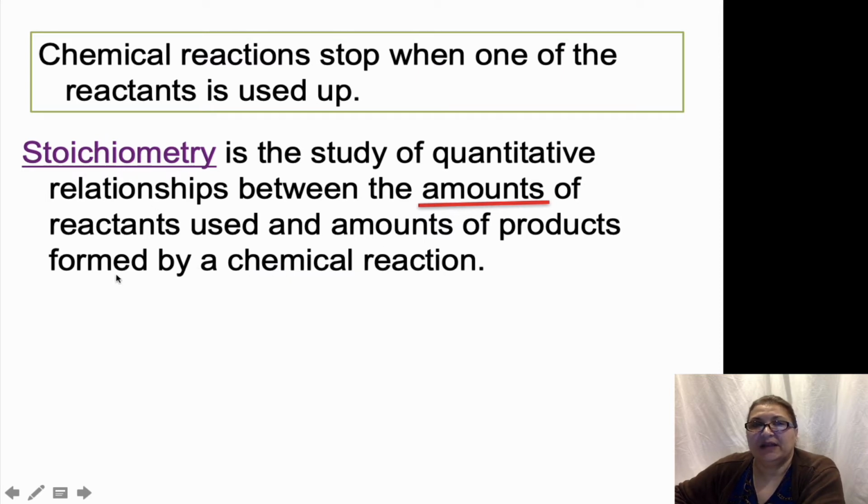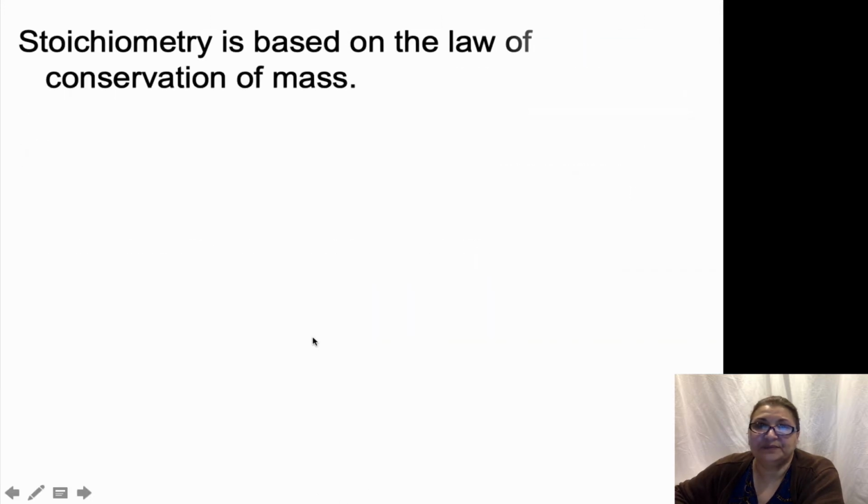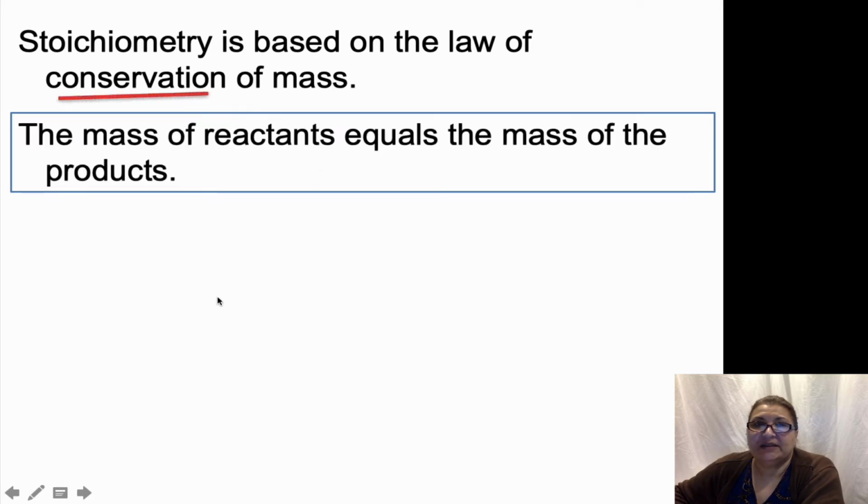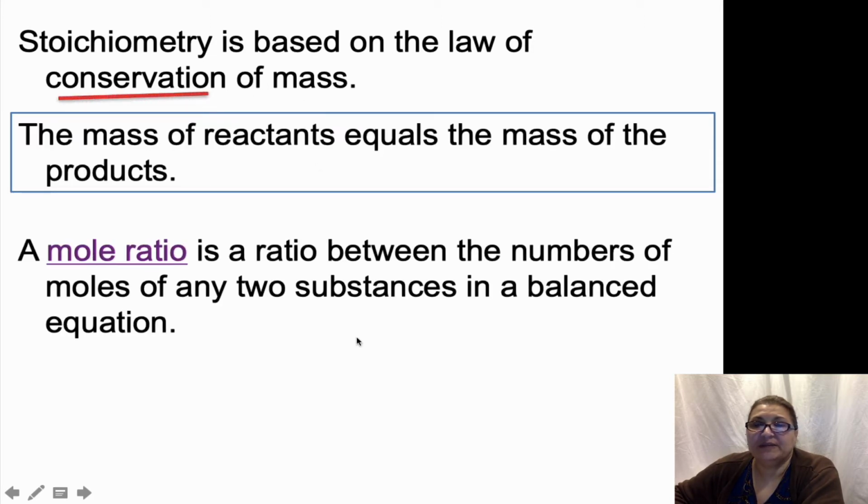Now, at the end, we have to have the law of conservation of mass to be observed. So reactant has to equal the product. Now, the reaction will keep on going until one of the reactants runs out. So stoichiometry is based on the law of conservation of mass, and we're going to look at the mole ratio.